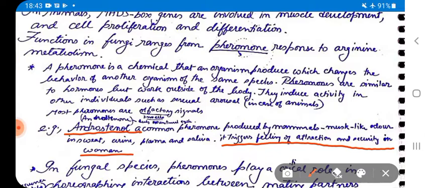So what I am trying to say about MADS box is that it has a variety of functions. In flower development, MADS box plays an important role. It acts as a transcription factor. Those genes that have MADS box sequence encode proteins that have the MADS box binding domain, which binds to a certain DNA region called the CArG box, which I mentioned a little while ago. Depending on that, they trigger certain genes to transcribe for the development of flowers. In animals, those genes help in muscle development. In fungi, they function in pheromone response and arginine metabolism.